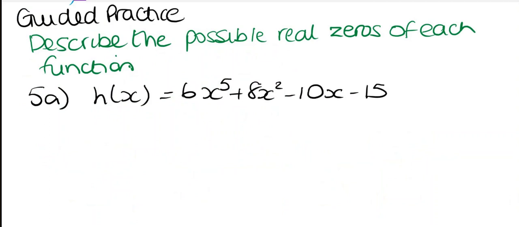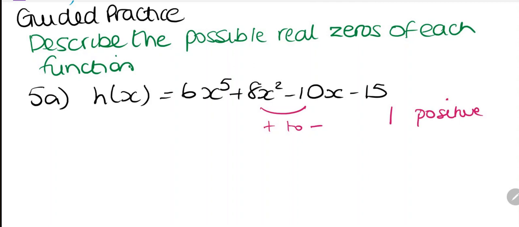So a guided practice question. Describe the possible real zeros of each function. We have the function 6x to the 5 plus 8x squared minus 10x minus 15. We need to look at the positive. We're looking at 1 change from positive to negative, and there are no other changes, just the one. So there's only one positive root, or 0.